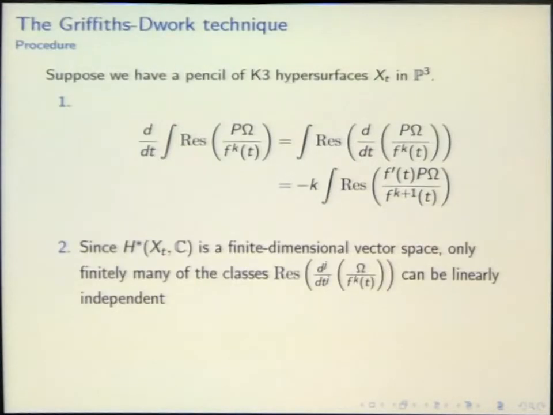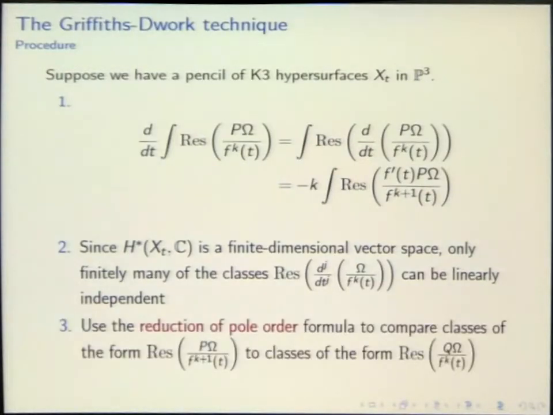Okay. And then I was saying earlier, we're working in a finite dimensional vector space. We ended up just having different residues of different classes. If we end up with enough of these things, there's got to be a linear dependence between all of our different residues. The one technical detail that you need is, as we take derivatives, the order of our pole goes up. So you do need a formula to compare things that have our hypersurface equation to a higher power with things that have our hypersurface equation to a lower power.